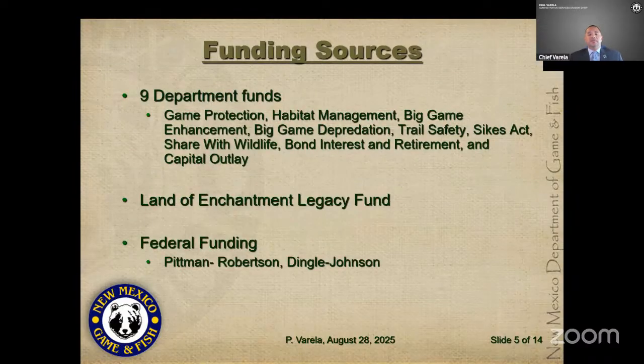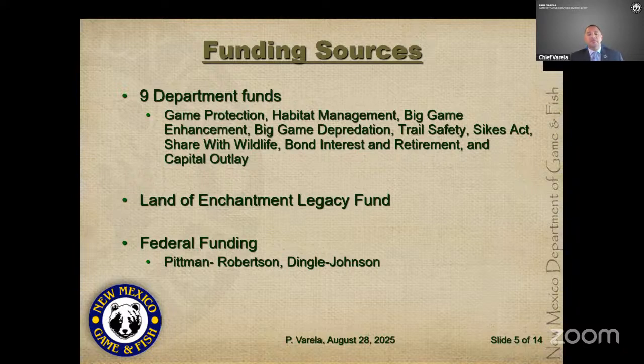This next slide describes our funding sources for the department. There are 9 funds for the department. 8 of them are statutorily protected. There's only 1 fund that is not, and that is the Trail Safety Fund.